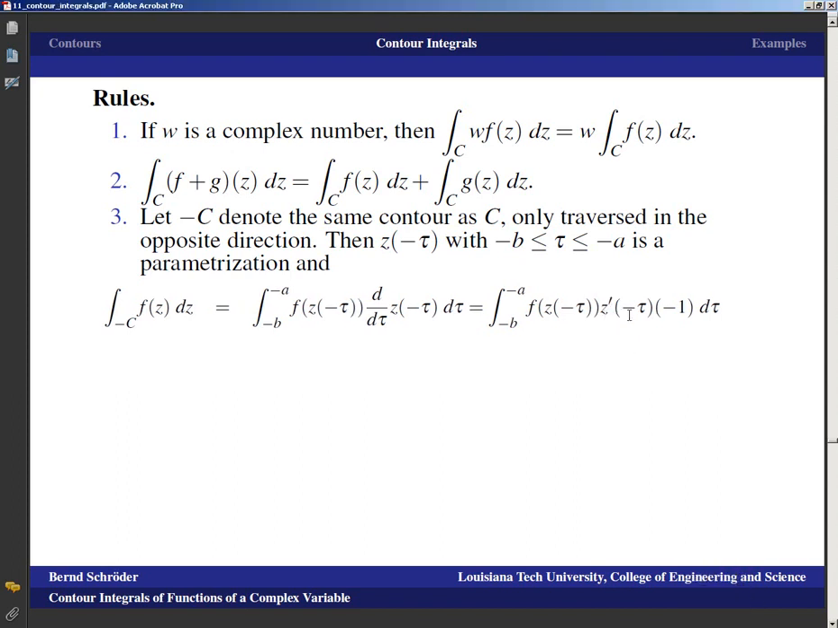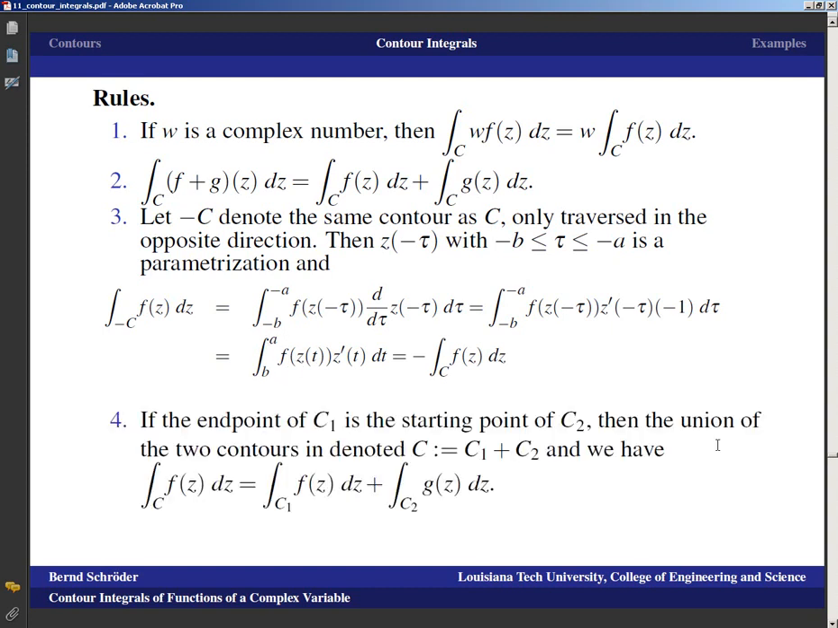Okay, now we have the z prime of negative tau times negative 1, so that's the derivative of this thing with respect to tau. Now we do a substitution, t equals negative tau, which means we get the integral from a to b, f of z of t, z prime of t, and the negative 1 d tau, that's the dt. And of course, that's just negative the integral over the contour c f of z dz, because the only difference is that the bounds of the definite integral have been flipped.